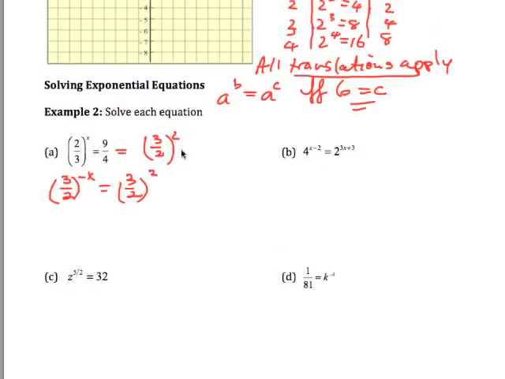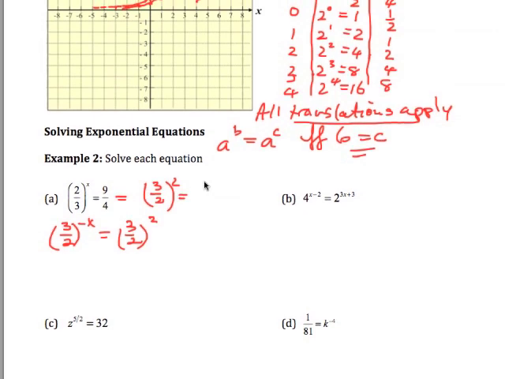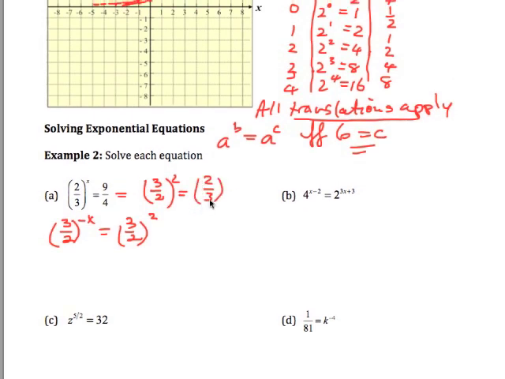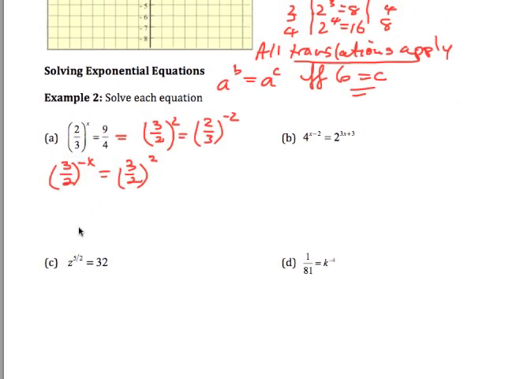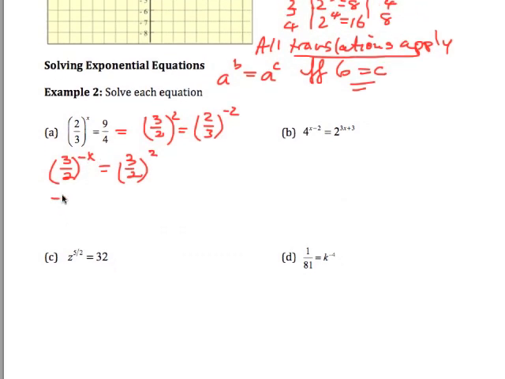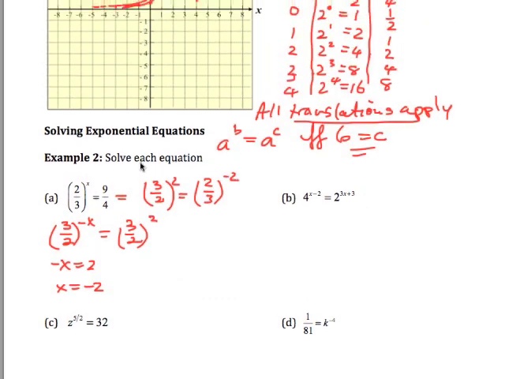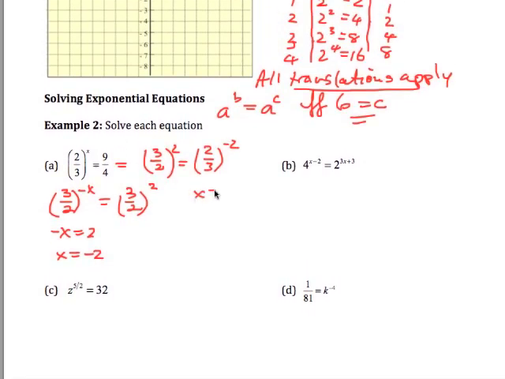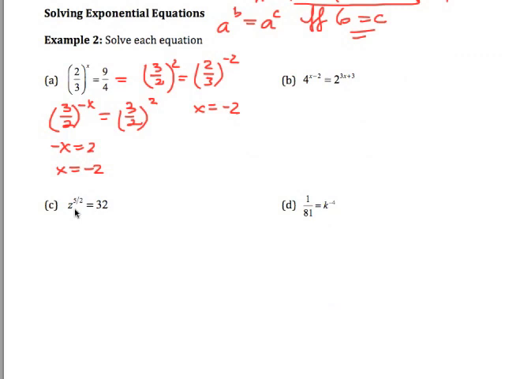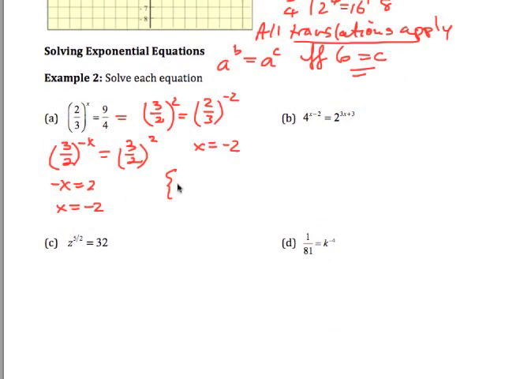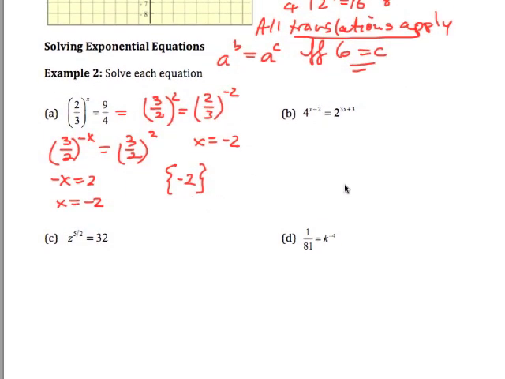squared. Alternatively, I could write this one here as 2 on 3 to the negative 2. Either way, it doesn't really matter. But here I have negative x equals 2, or x equals negative 2. Same here, so this will give me x is equal to negative 2, same thing. So our solution then is negative 2.